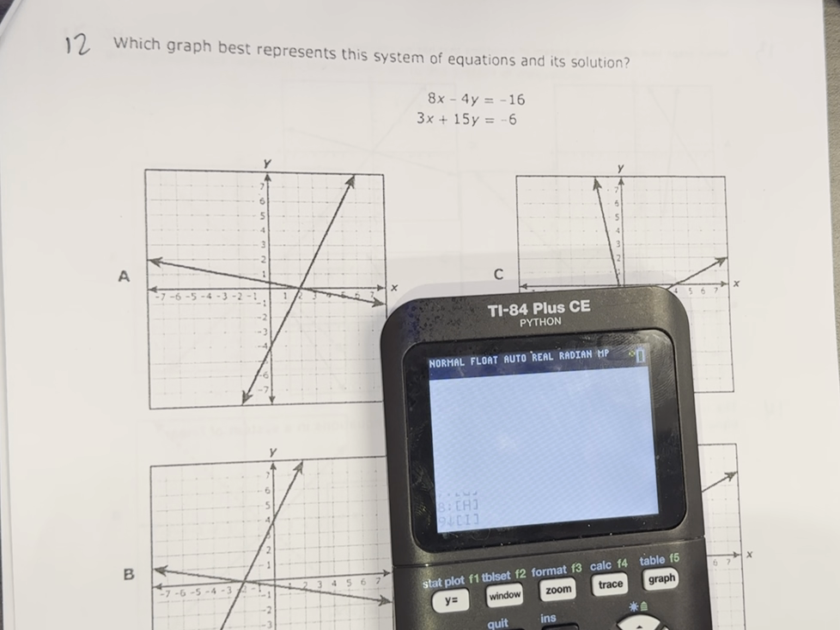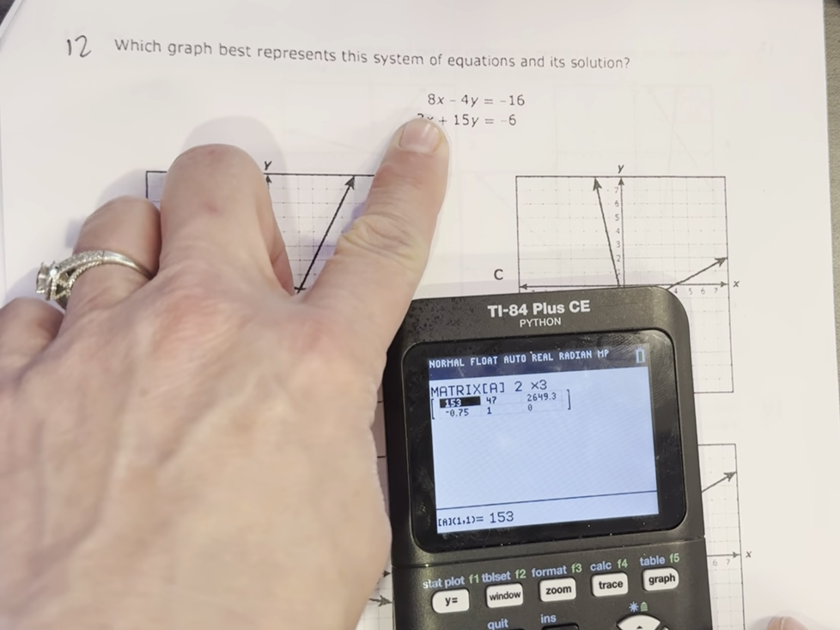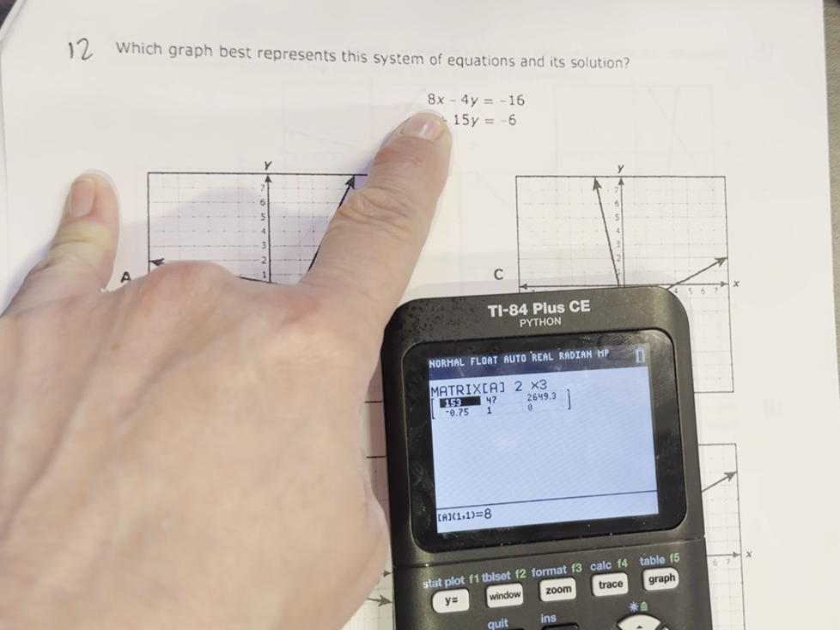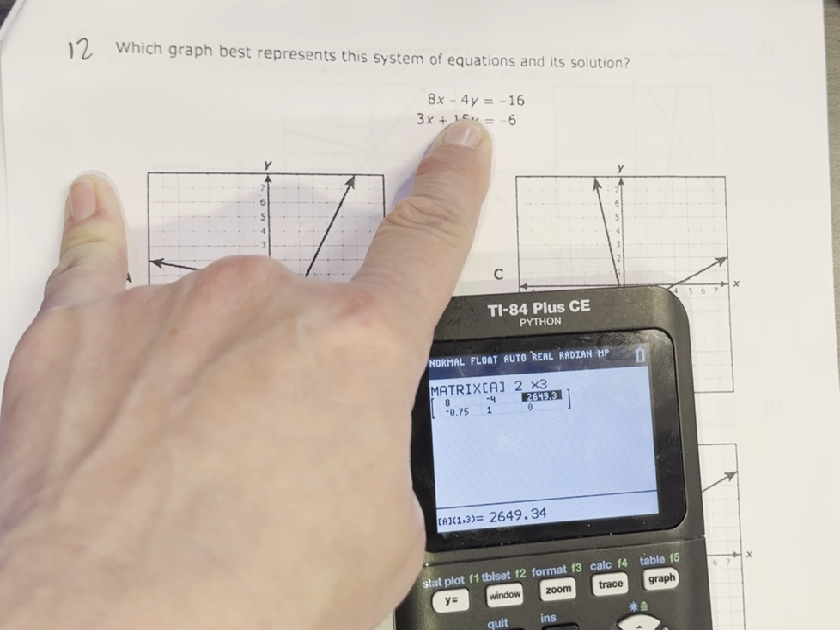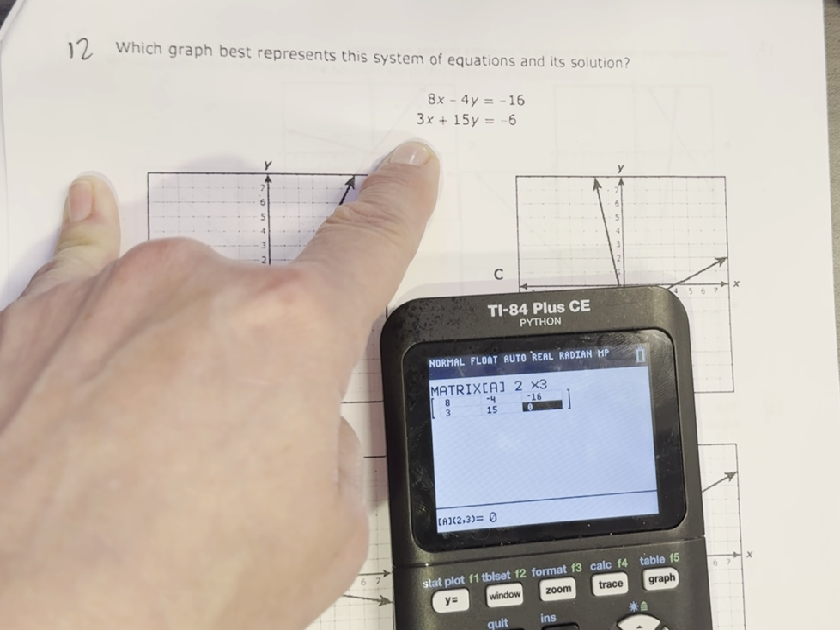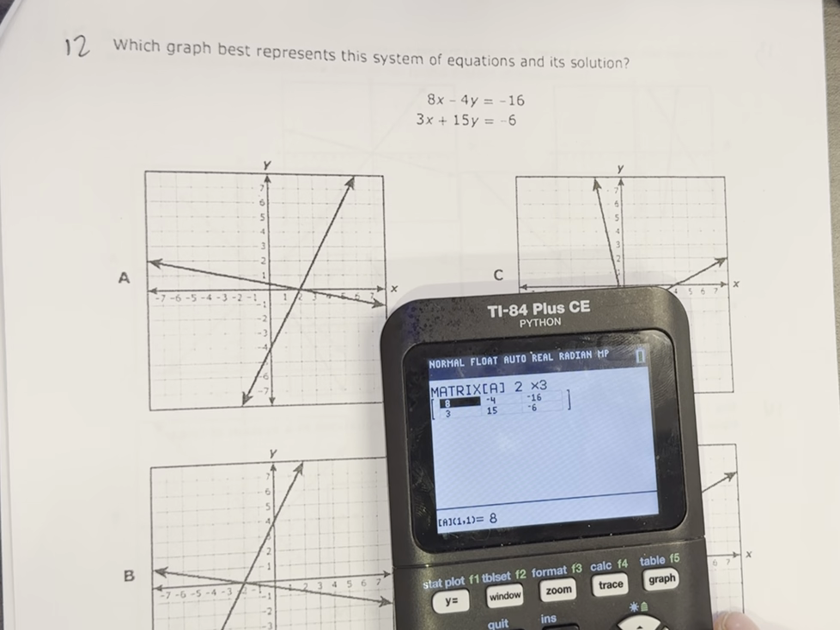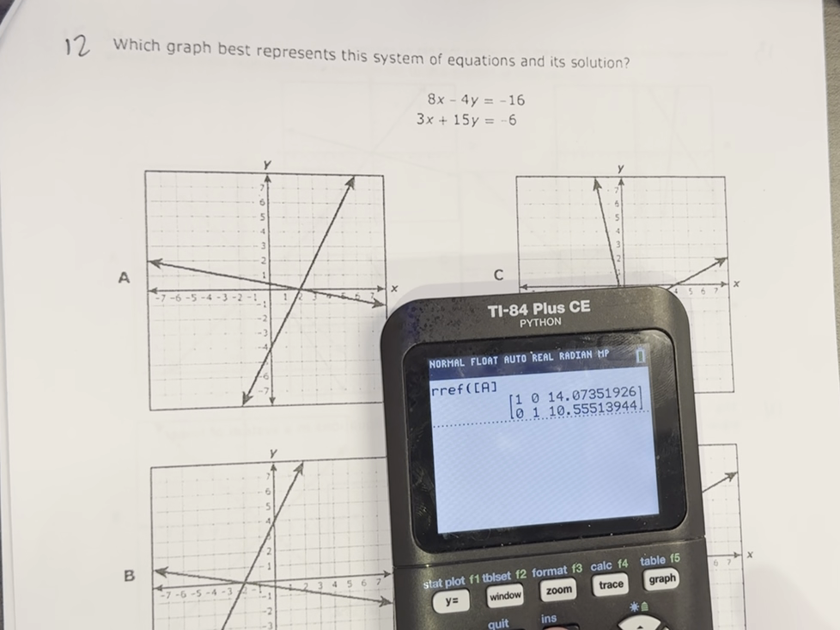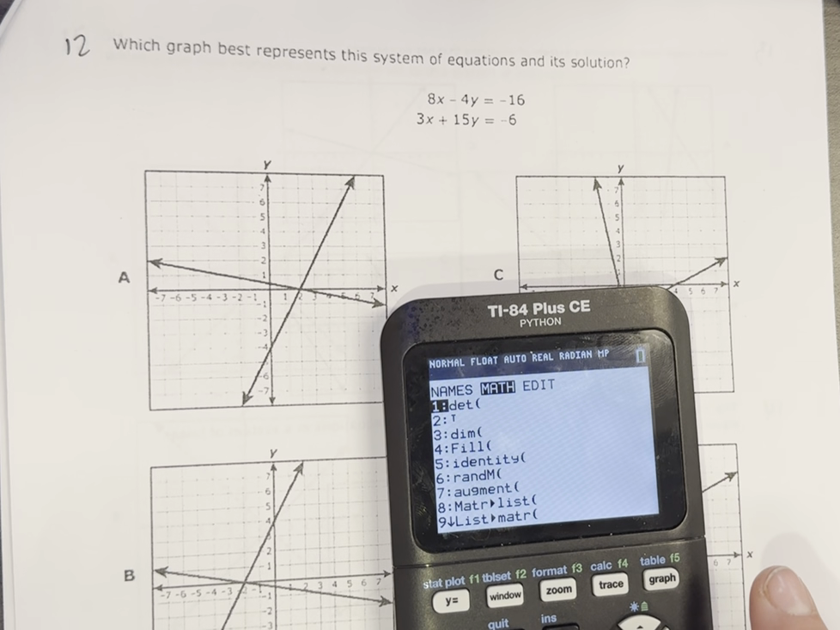go to edit, press enter, and then go down until you get to your first number. And so what's our first number? 8, and then negative 4, negative 16, 3, 15, negative 6. And you're just pressing enter after each number. And then what's next after you enter it? Second quit. Okay?